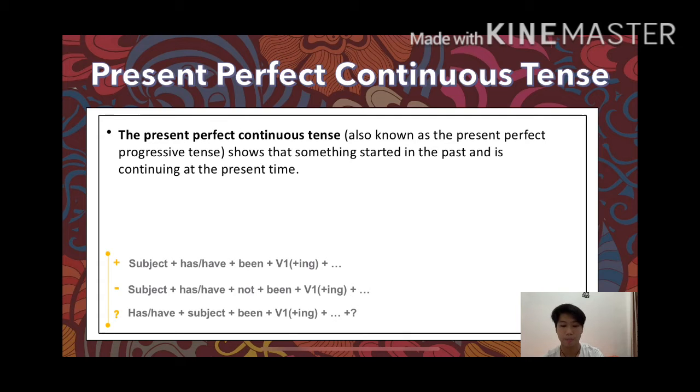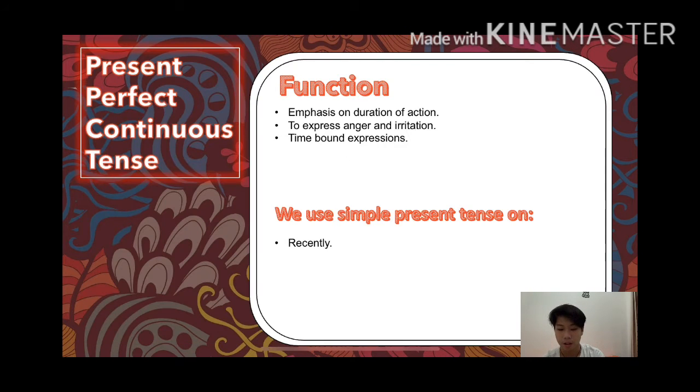The present perfect continuous tense, also known as the present perfect progressive tense, shows that something started in the past and is continuing at the present time. Okay, for the formula you can see it on the screen. And the function of present perfect continuous tense is emphasis on duration of action, to express anger and irritation, time-bound expression. We use it with recently.